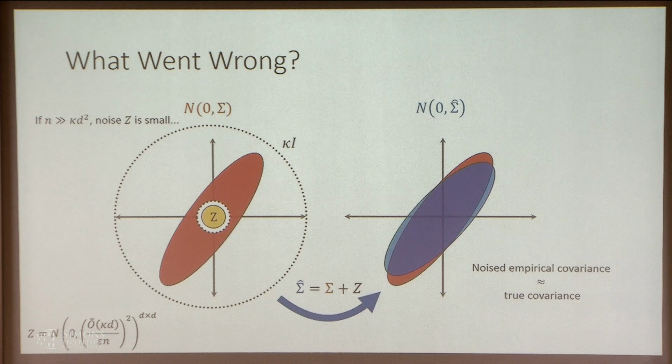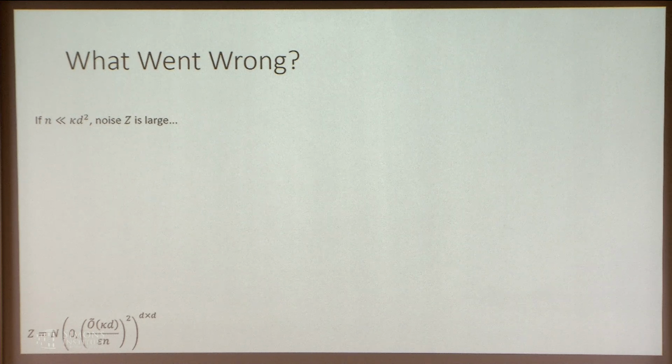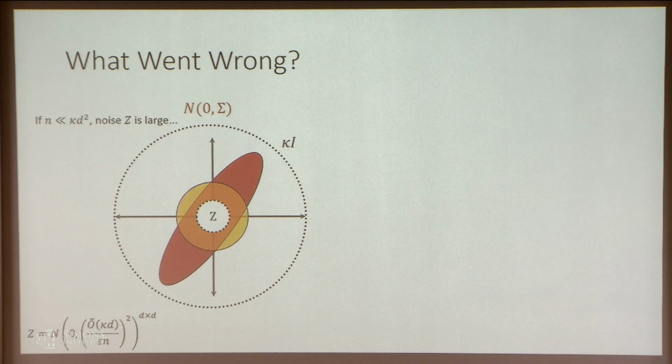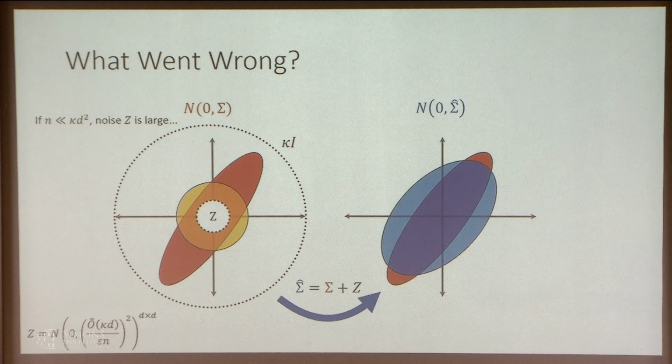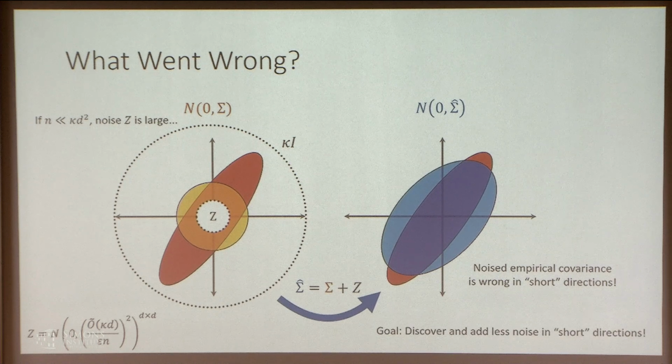In other words, if we have a lot of data, our noised empirical covariance will be close to the true covariance. The issue is if this condition does not hold, in the sense that n is smaller than kappa times dimension squared, then it'll look something a bit more like this, where if you add it, you get this rather more spherical looking covariance here. If you take a careful look, you'll note that we have a noised empirical covariance which is a pretty good estimation in the long directions, but in the short directions we don't have as good an estimate. So our goal algorithmically will be to discover and add less noise in these short directions in order to refine our estimate and get something better.